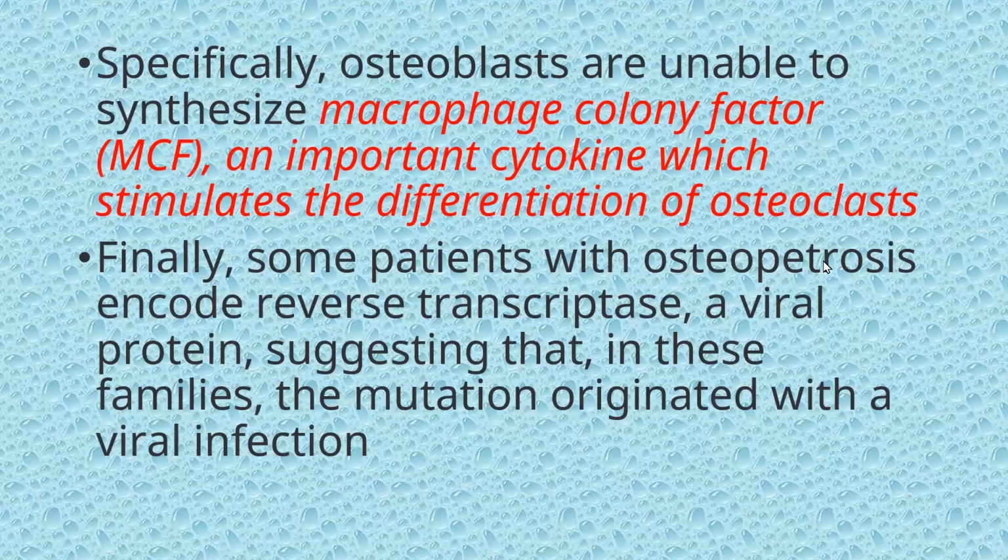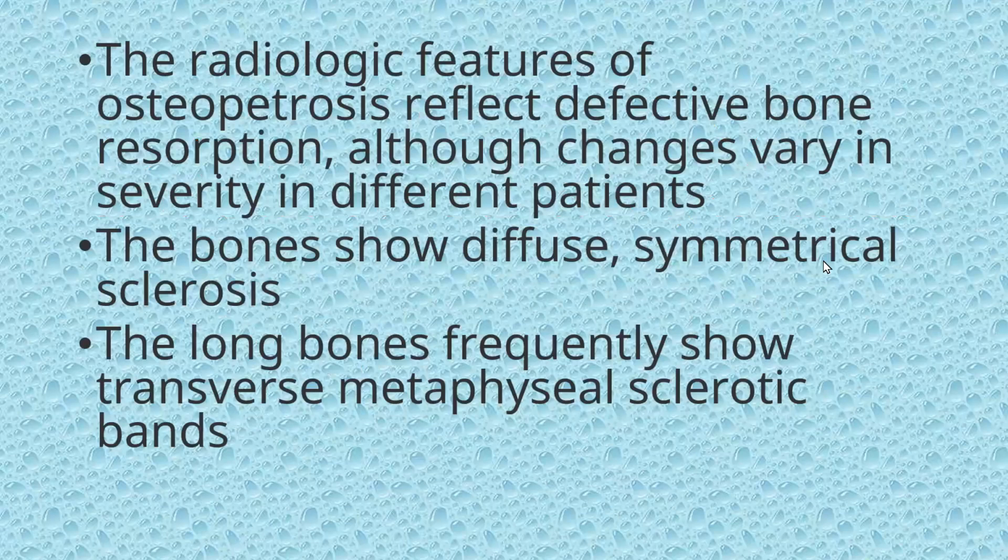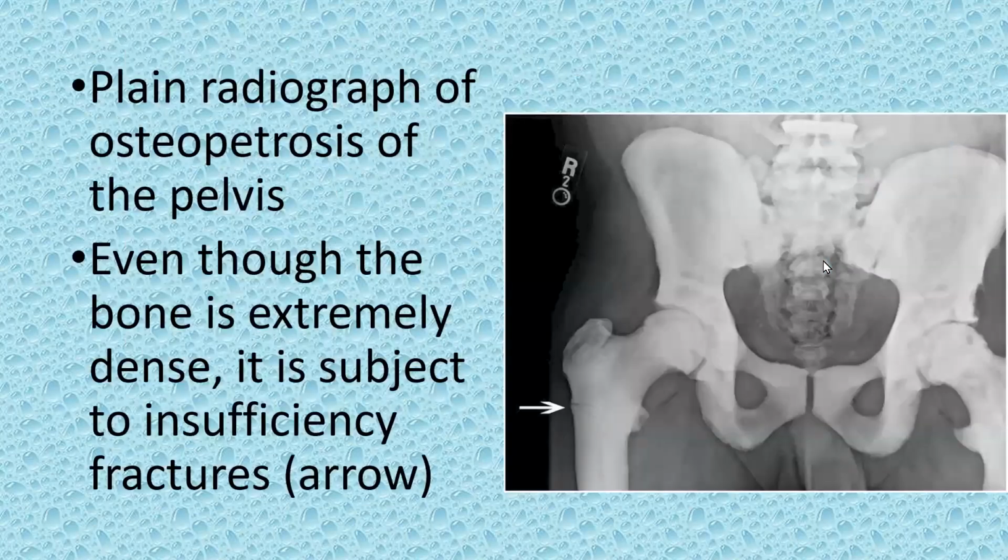What about the radiographic features? The radiologic features of osteopetrosis reflect defective bone resorption, although changes vary in severity in different patients. The bones show diffuse symmetrical sclerosis. The long bones frequently show transverse metaphyseal sclerotic bands. Plain radiograph of osteopetrosis is shown over here with the pelvis. Even though the bone is extremely dense, it is subject to insufficiency fracture, because I repeatedly mentioned that a solid bone is less strong than a hollow bone. A solid bone where there is no remodeling or increasing bone formation at sites of stress is ineffective.